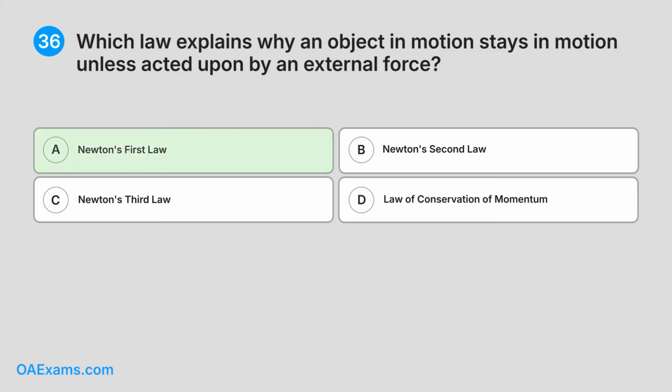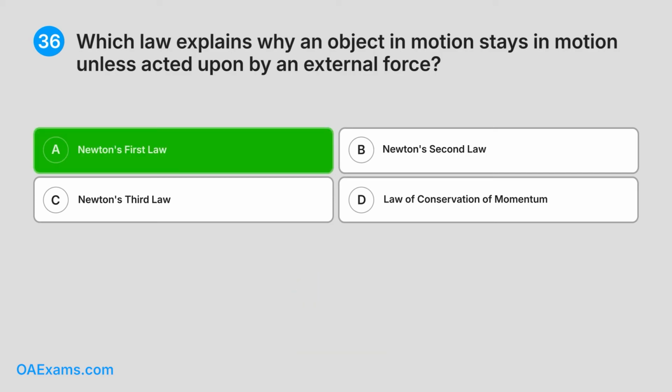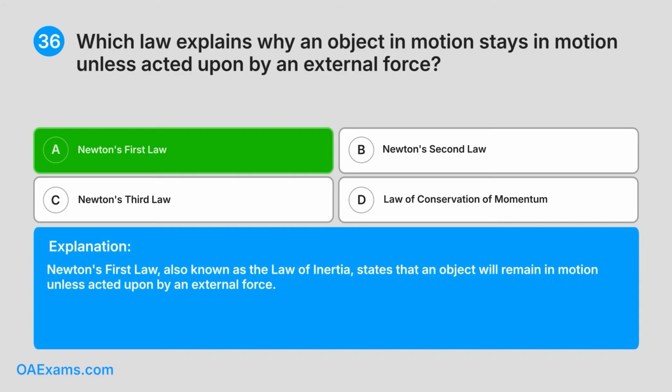Correct answer. A. Newton's first law. Explanation. Newton's first law, also known as the law of inertia, states that an object will remain in motion unless acted upon by an external force.